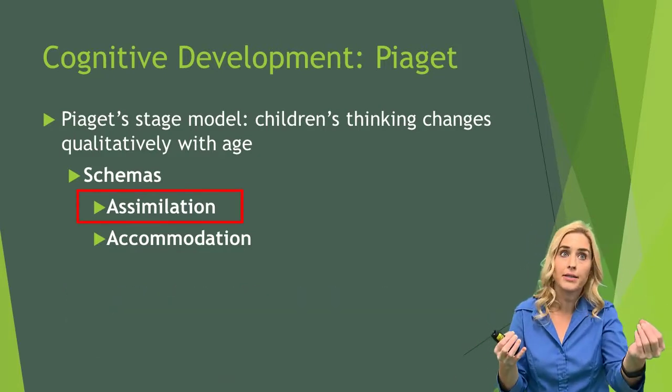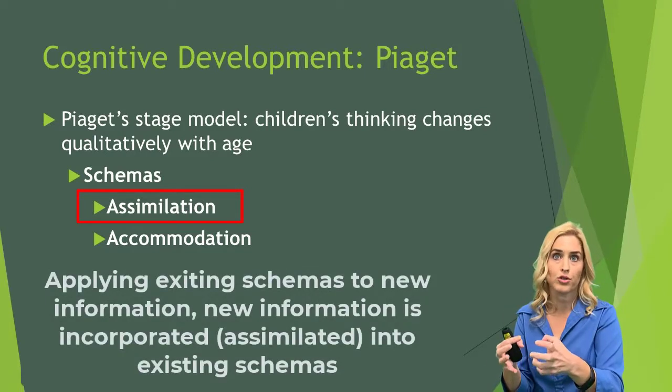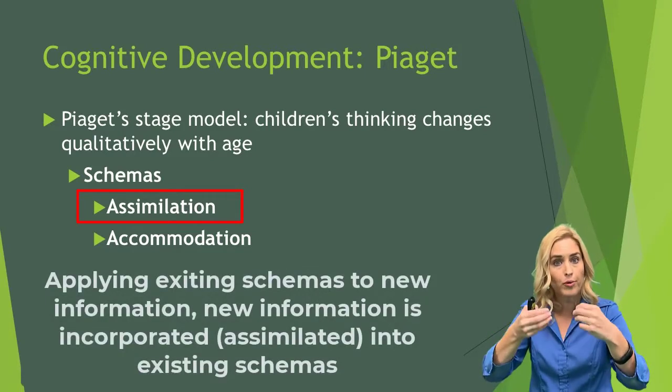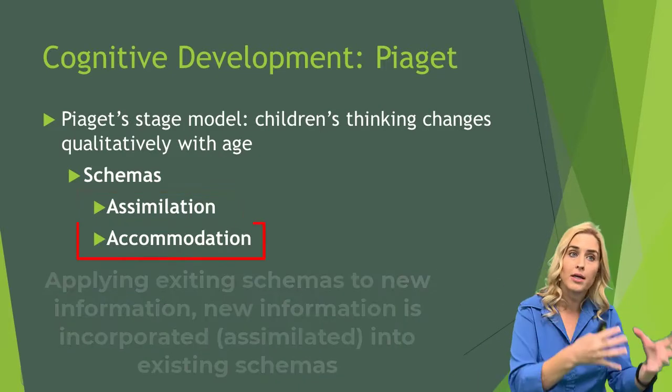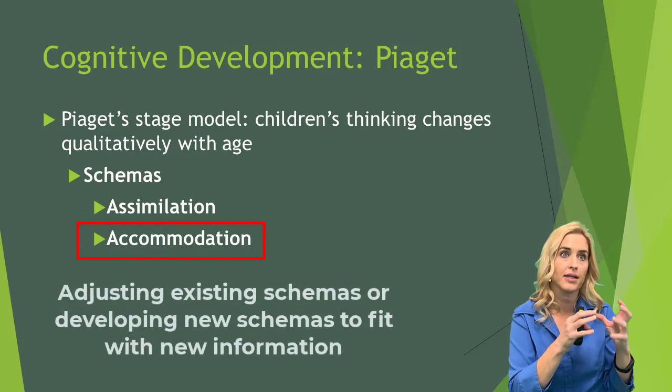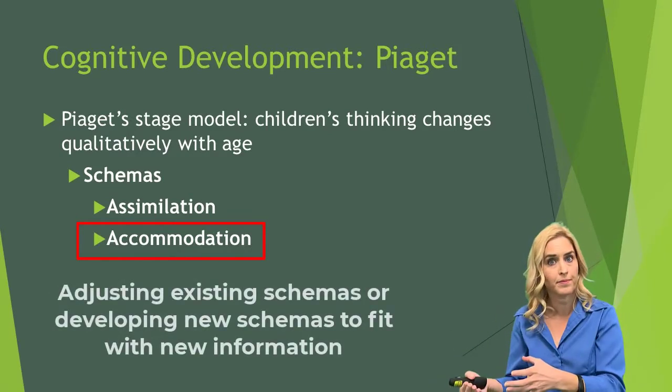So we can assimilate ideas, and this is applying existing schemas to new information, and new information is incorporated or assimilated into our existing schema. Or we can accommodate, and this is adjusting existing schemas or developing new ones to fit with new information.